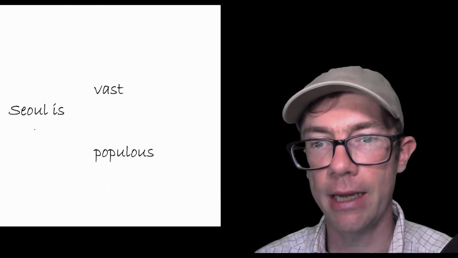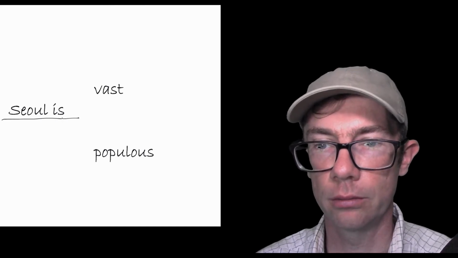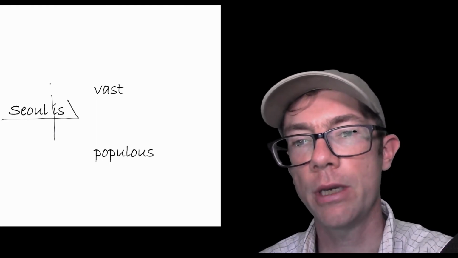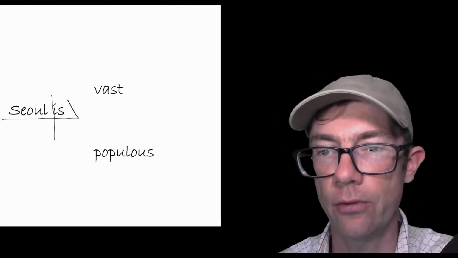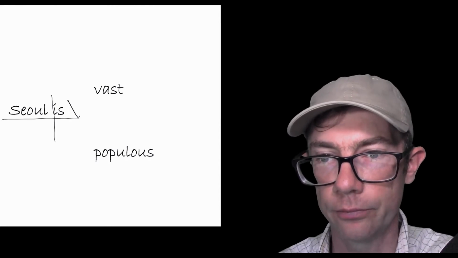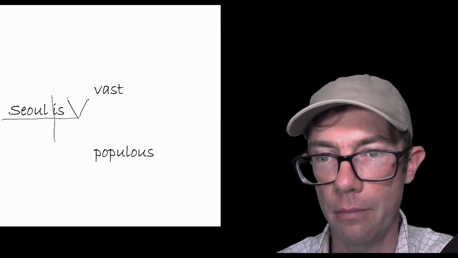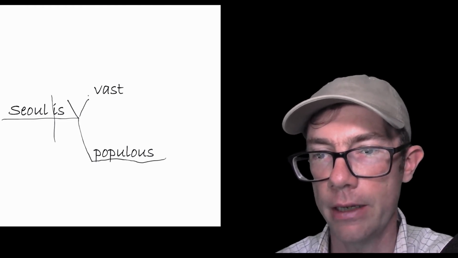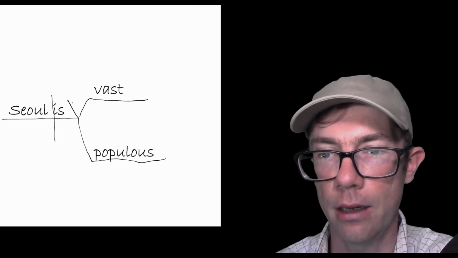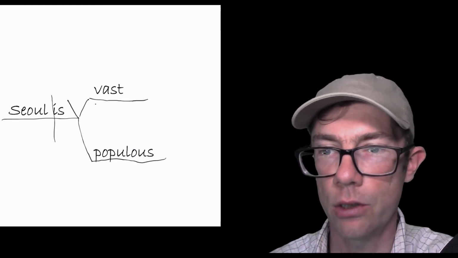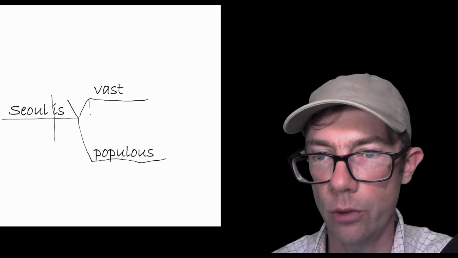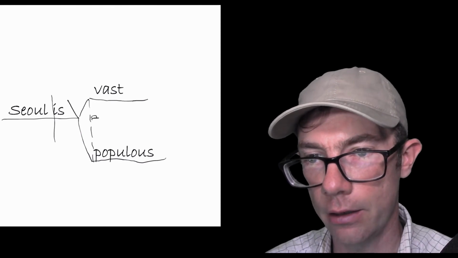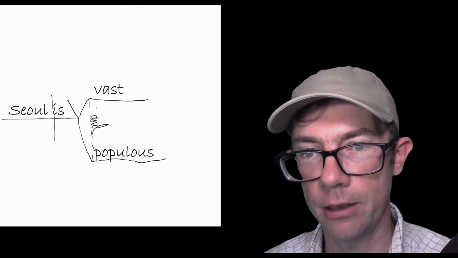Let's do this. Baseline, Seoul, predicate line. We have this line pointing back towards the subject because it follows a linking verb. And it indicates that what follows renames, in the case of a noun, or modifies in some way the preceding subject. Seoul is vast. How are these two words related? Answer, by the conjunction and. That is amazing, my friends.